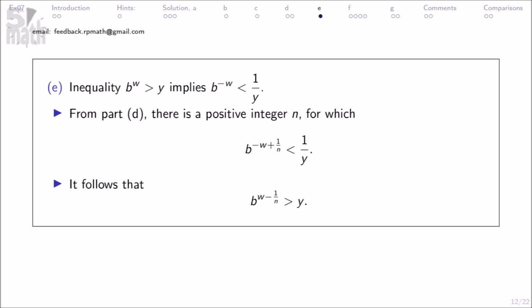E. Inequality b to the w greater than y implies b to the minus w less than 1 over y. From part D, there is a positive integer n for which b to the minus w plus 1 over n less than 1 over y. It follows that b to the w minus 1 over n greater than y.